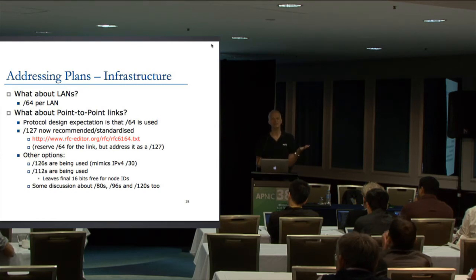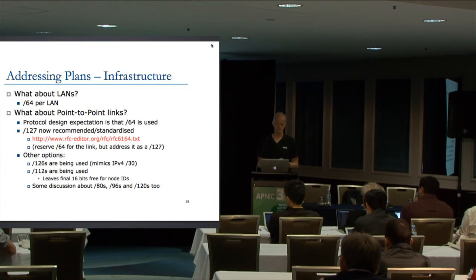We don't have a broadcast in v6, so there's no problem numbering as a /127. Folks who started off in the early days used a /126 because that mirrored the v4 /30. I've seen people use /112s and /80s and /96s and /120s. But these days, generally, /127 seems to be it. I've seen some providers use link local, so they don't even use global addresses on the backbone point-to-point links.